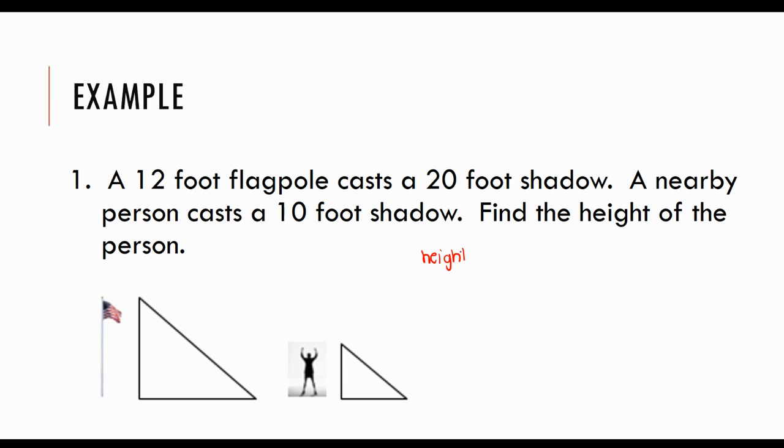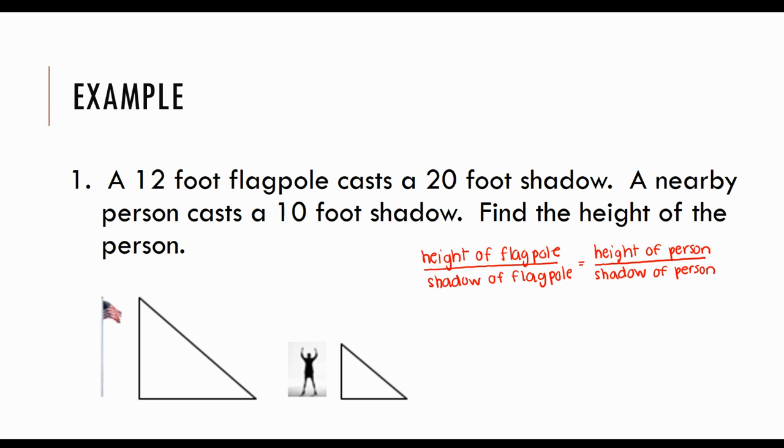I am going to look at the height of the flagpole, put that over the shadow of the flagpole. And that will be one of my ratios. And I'm going to set that equal to the height of the person over the shadow of the person. That's usually how I like to go about setting up my ratios in these word problems.